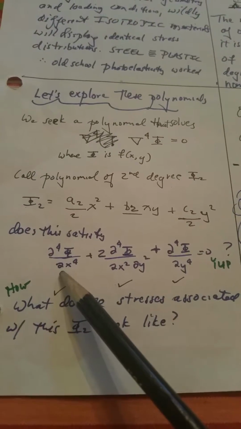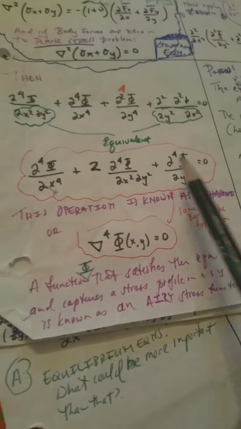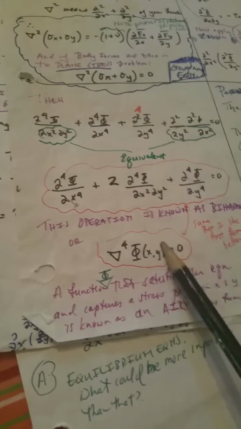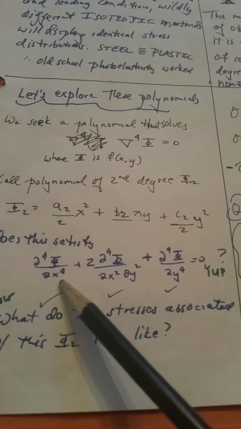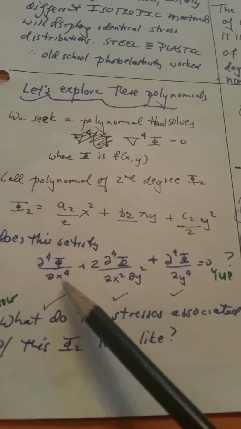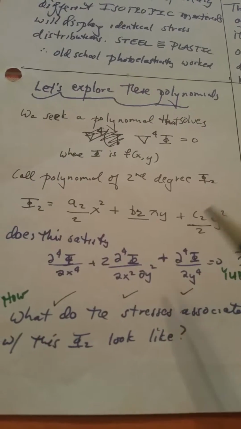You could check very quickly, you might want to hit the pause button. Does this satisfy the biharmonic? And remember, there's two formats of the biharmonic. If you can't get your head around this one, use this bubbled format here. The bubbled format is right here. So we could prove to ourselves that this indeed does satisfy the biharmonic.